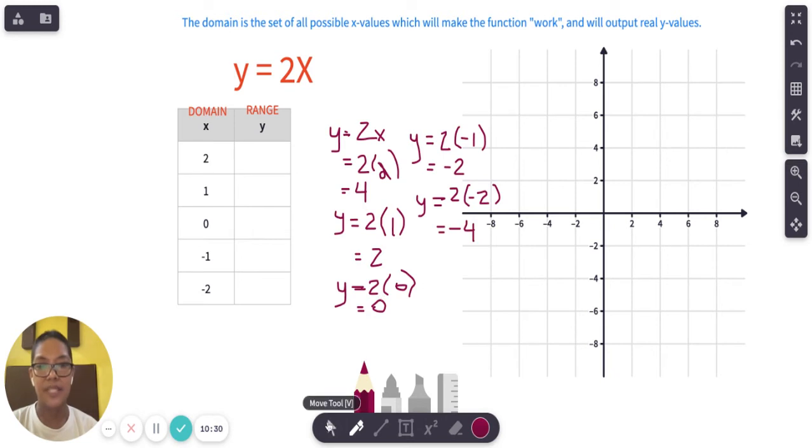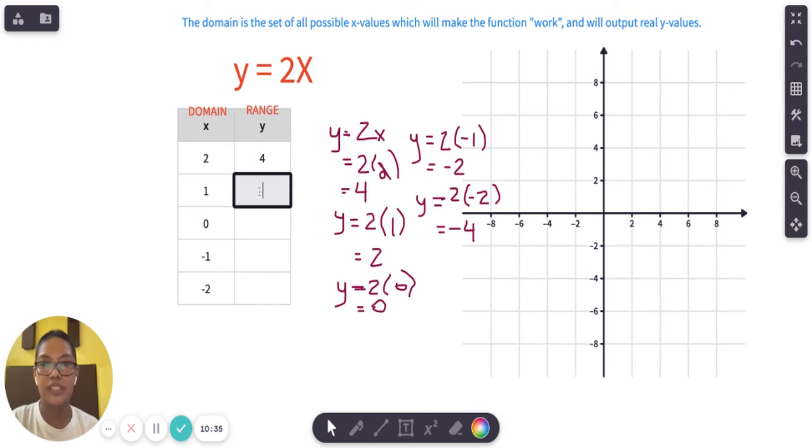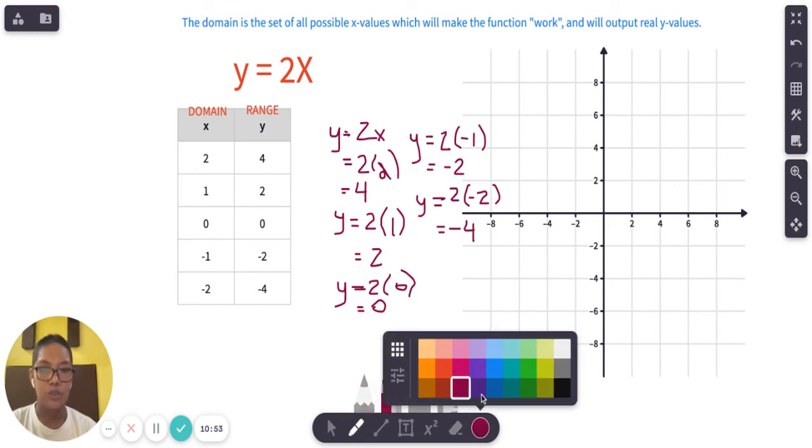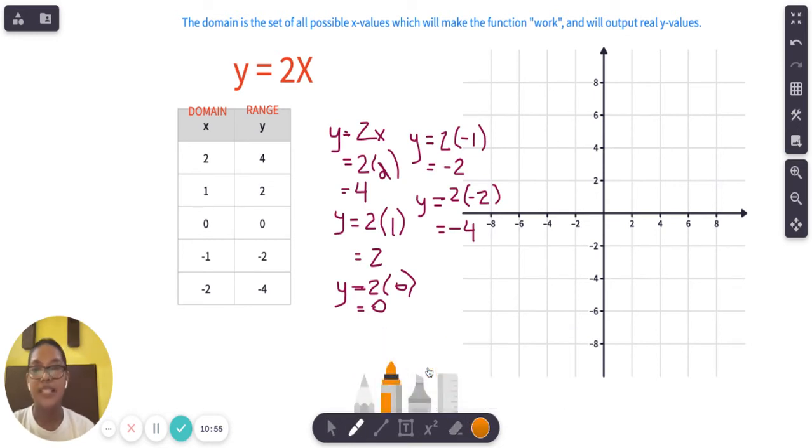Okay? So, let's plot it. Plot na po natin dito sa table natin: 2, 4; 1, 2; 0, 0; negative 1, negative 2; negative 2, negative 4. Sundan po ba? Ginagaya ko lang po yung mga sagot sa table natin. Then, we plot it. So, kung di nyo pa po matandaan kung paano mag-plot, panoorin nyo po yung mga nauna kong video. Meron po tayong lecture about how to plot points in a coordinate plane.